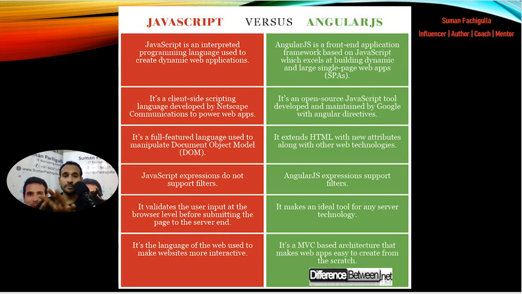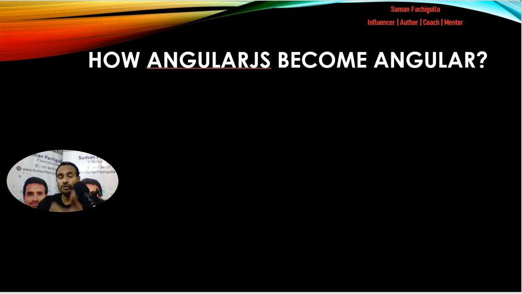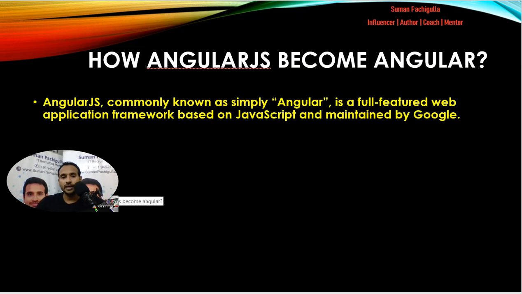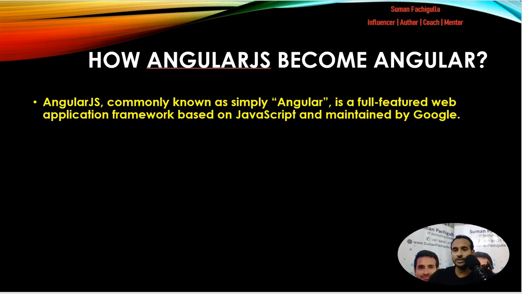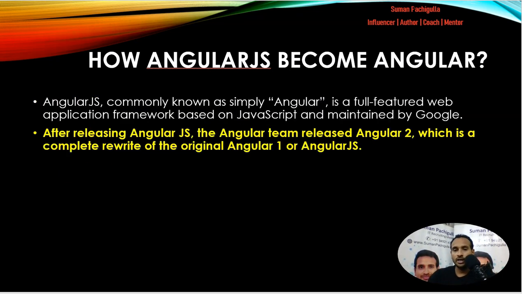So you got some primary information, right? What differentiates JavaScript and AngularJS primarily? So it's a scripting language, and it's a framework. Now let's get into a little bit more about how AngularJS became Angular, right? Since AngularJS was created by Google, how is it different from Angular? So here AngularJS, commonly or simply known as Angular, is a full-featured web application framework based on JavaScript which is maintained by Google, right? So this is what we understood a while ago. And now here is the real catch.